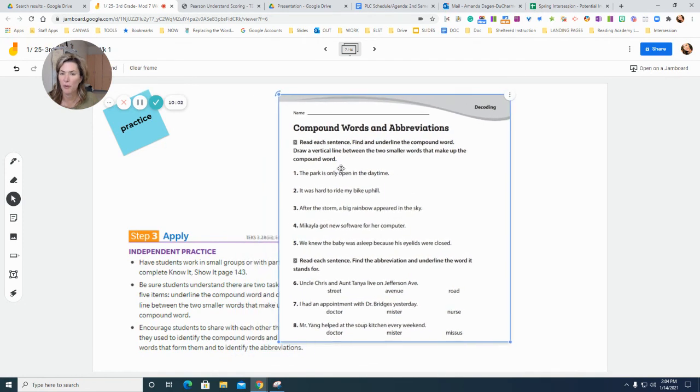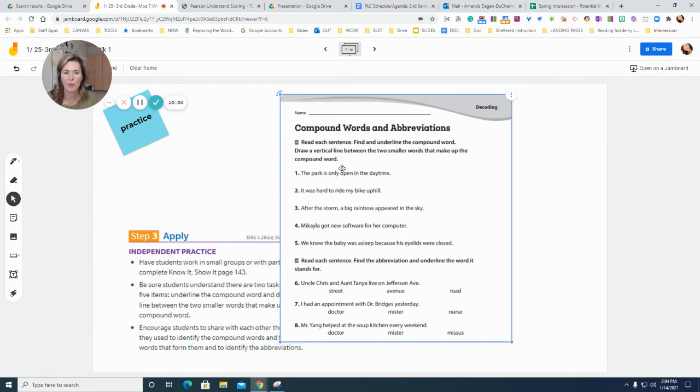And remember that compound words are two words that form one. An abbreviation is a shortened form of a word that has a capital letter and a period.